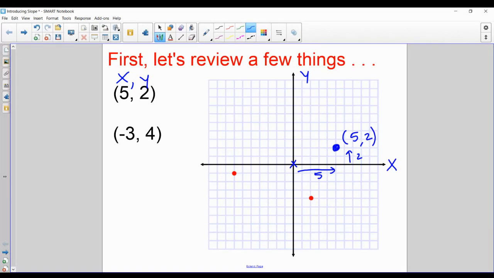If I'm plotting this other one, -3 goes in the left direction on X. So I go -3 and then up 4, and it would be right there. So I went -3 and then up 4.